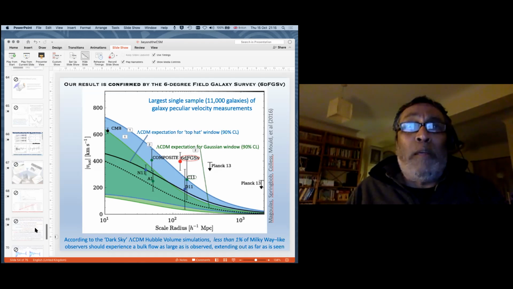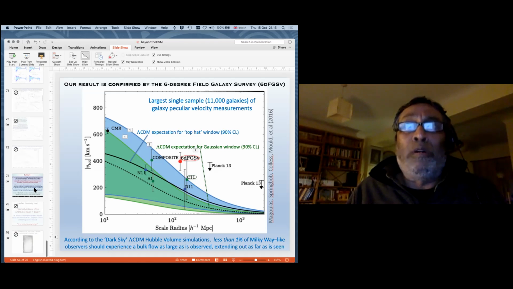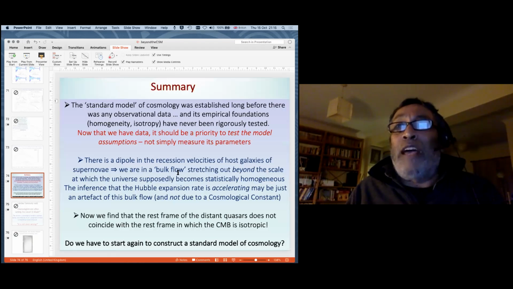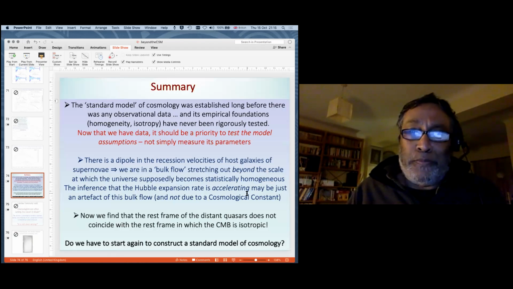And it is this that I'm calling the bulk flow. Sorry, I had no time to explain all that. It's rather technical. So that is why I just summarized it as we are in a bulk flow. All right, thank you.